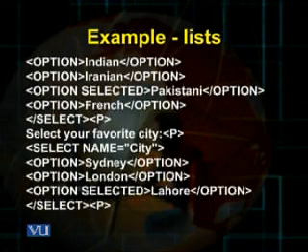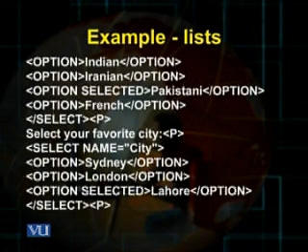Then the second type of list, again I use a select tag. Select your favorite city is my theme, is the question. Select name, name city, again this is a field name. Option, there are in fact 3 different options. First option is Sydney, then option closed. Second option tag contains London, option closed. Then the third option tag has the attribute selected, and I have listed the word Lahore in that option, and this select tag is then closed.